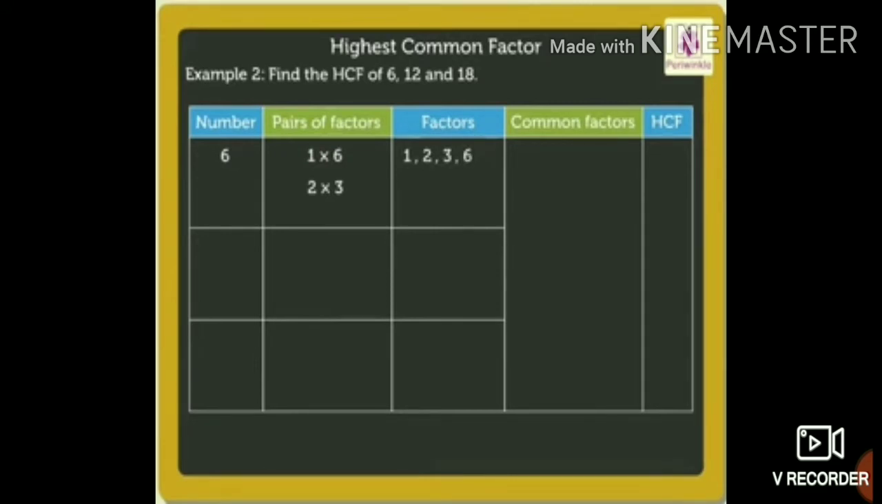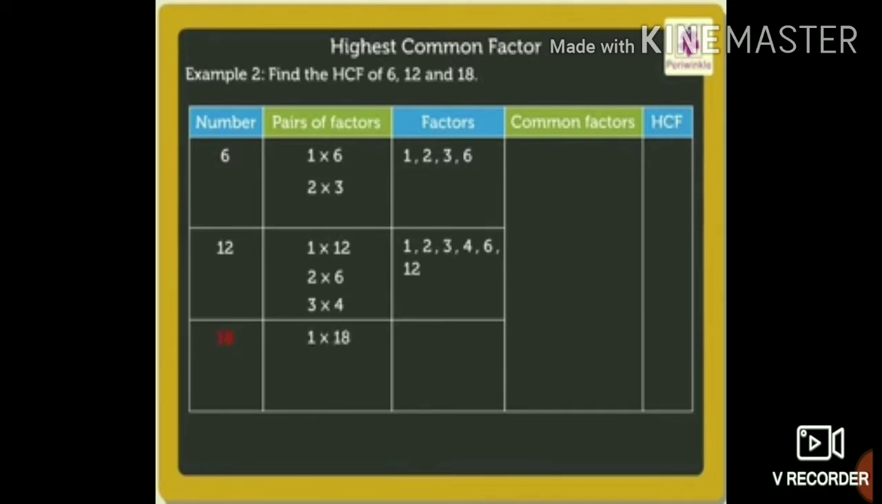The factors of 6 are 1, 2, 3, 6. Next, the factors of 12: 1, 2, 3, 4, 6 and 12. Just write it down. Now write the factors of 18. What are the factors of 18?